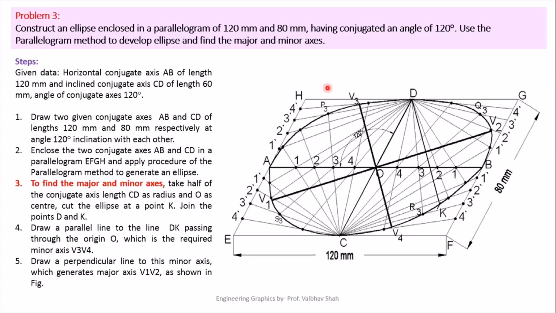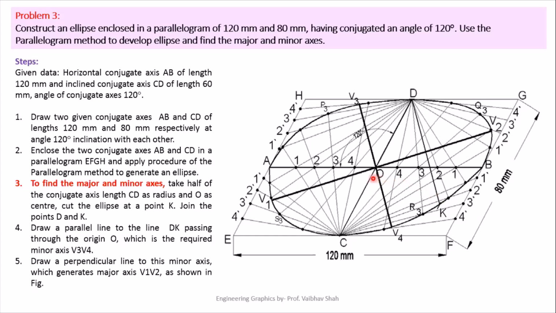So now let us start the procedure. First of all, we'll take O as a center, and you'll be taking O to D as a radius. You will take O as a center on your rounder, take the radius equal to O to D, and draw one semicircle, and you will cut this ellipse somewhere here, and let's say this point as K.